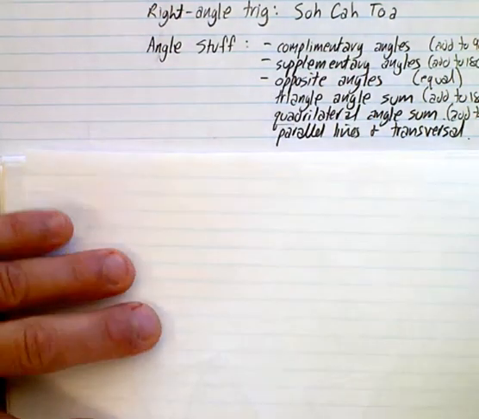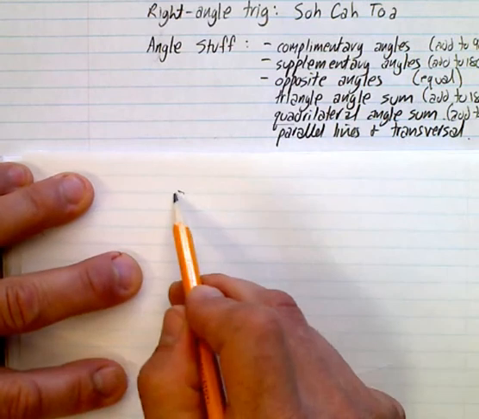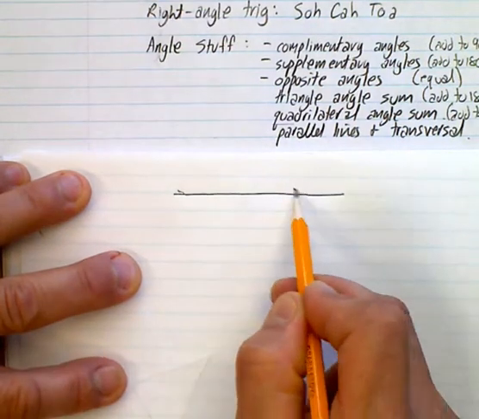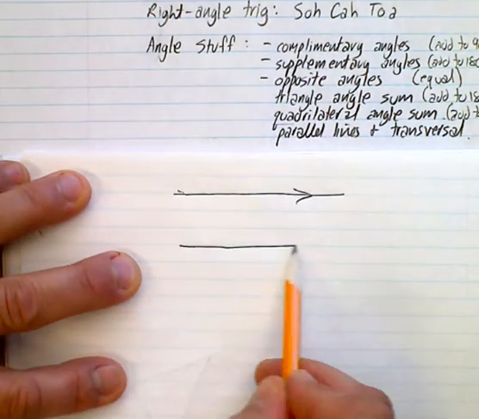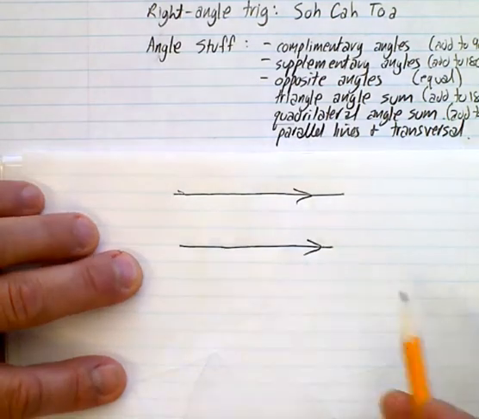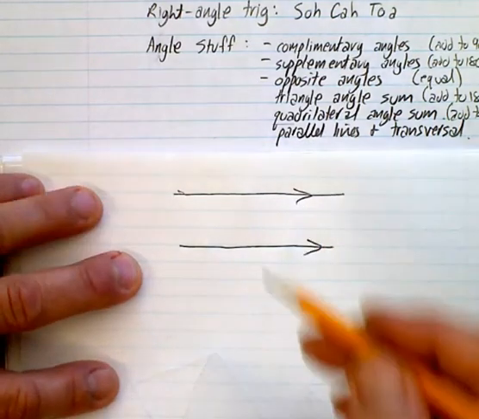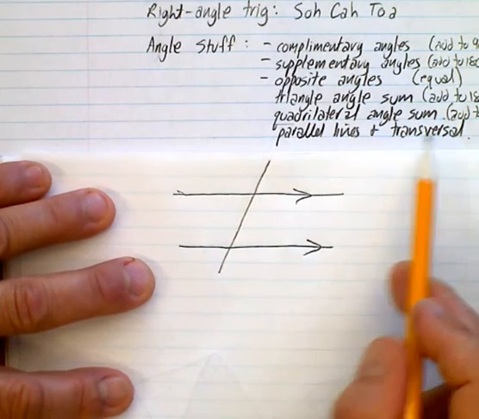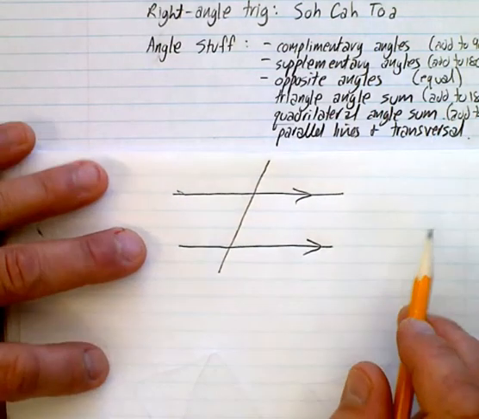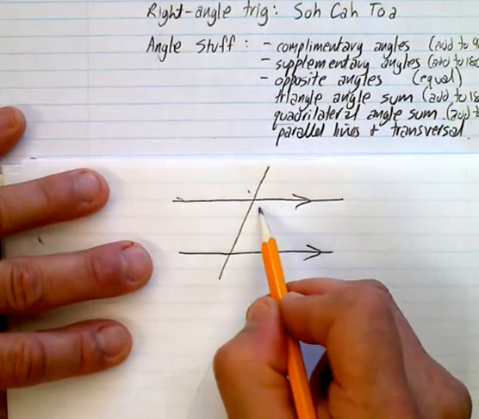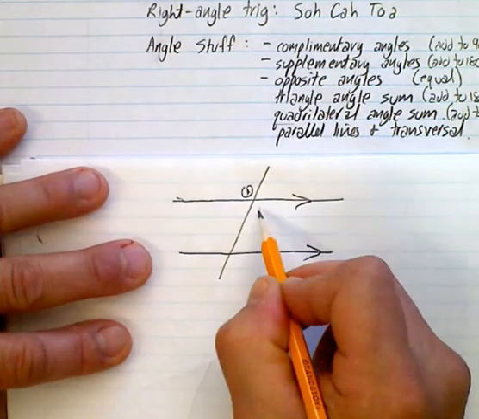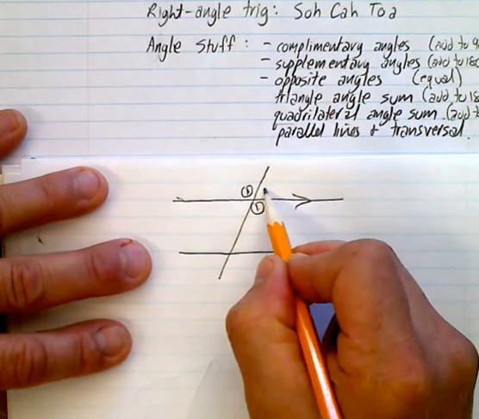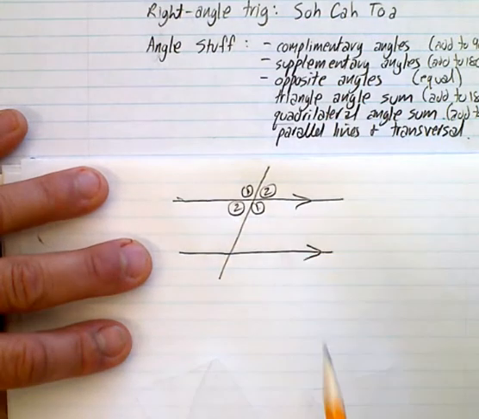First of all, you need to know what parallel lines are. Here's a parallel line, and here's another parallel line. The arrows indicate that they are parallel, and this line here is what they call a transversal. It transverses these. So hopefully you can see that we have opposite angles. This one here is the same as that one there, and this one here is the same as that one there, right?